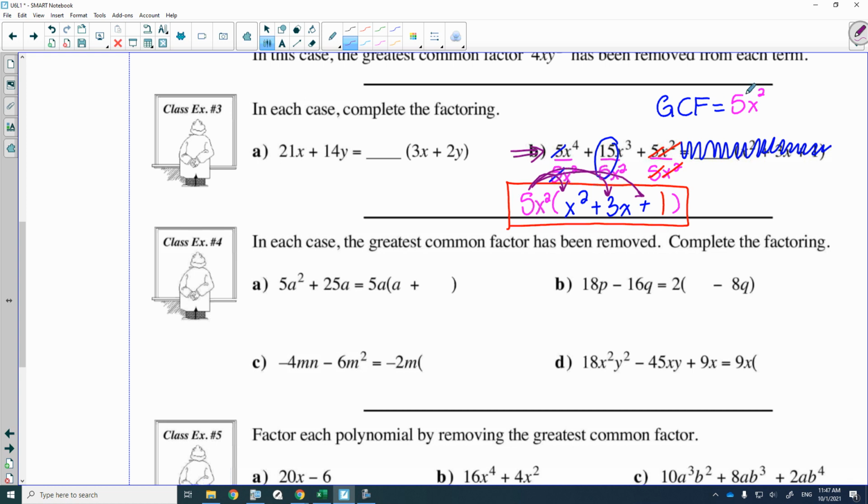What you have is two factors. Your GCF is always going to be one of the factors, and then the answer in the bracket is your second factor. So if I ask what the factors are once you factor this, you would say 5x squared is one of your factors, and then x squared plus 3x plus 1 is your second factor. You're always going to have 2 factors for GCF.